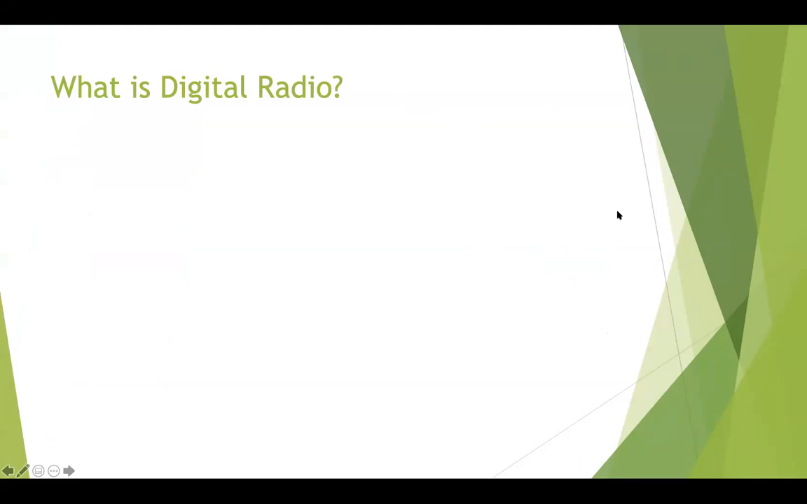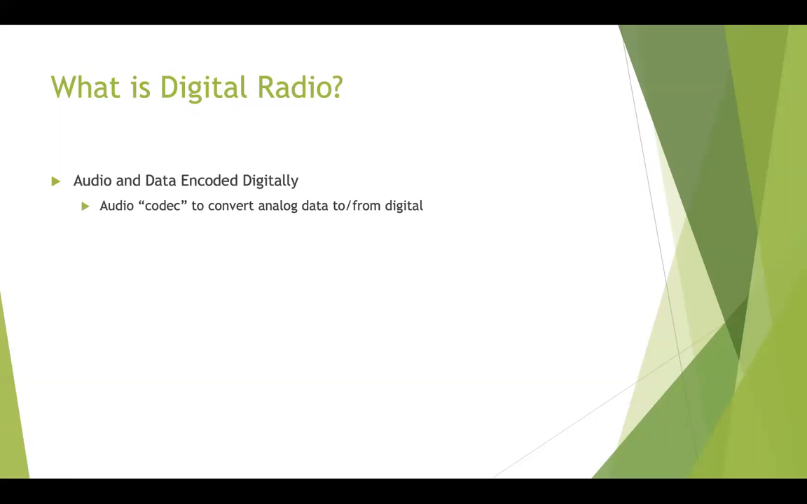Okay, so what is digital radio? Basically, you have your audio and data encoded digitally and sent out over the air. The audio is encoded using a piece of software called a codec, which stands for coder decoder, and that is used to convert the analog audio signal into and out of a digital signal. The data can be sent and received directly because it's already digital.